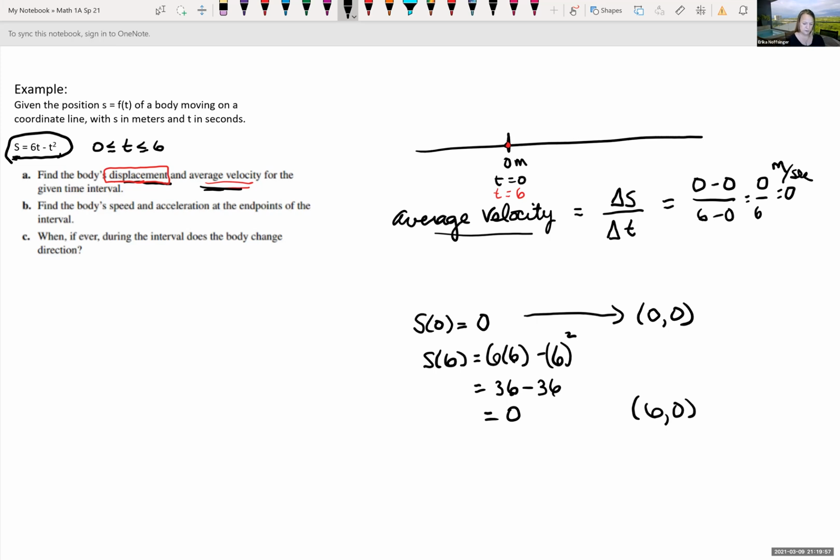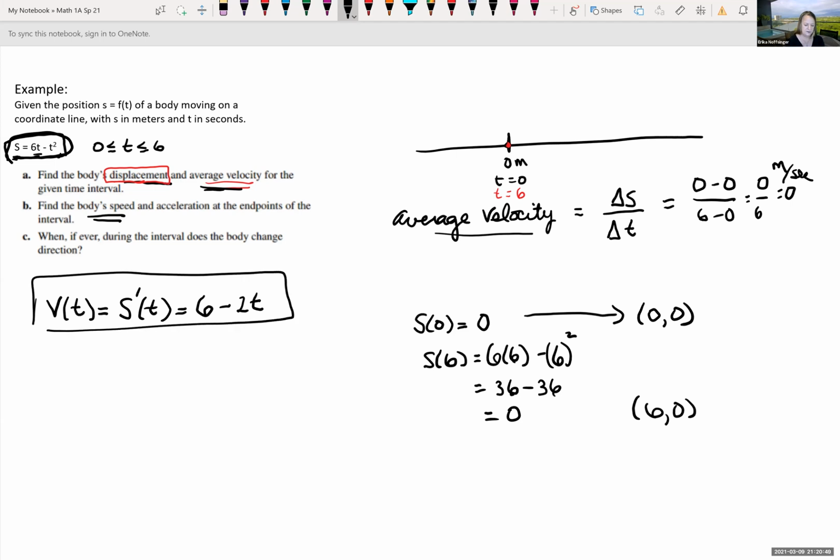We don't know if we went to the left of 0 meters or not, but find the body's speed. So to find the speed, we need to look at the velocity and the absolute value of the velocity. So if I want to look at v of t, remember v of t was equal to the derivative of our position function. So looking at this, we can use our shortcut. The derivative of 6t with respect to t is 6 minus, and the derivative of t squared, bring our power down front to get 2t and subtract 1 from our power. So this is going to be our velocity.